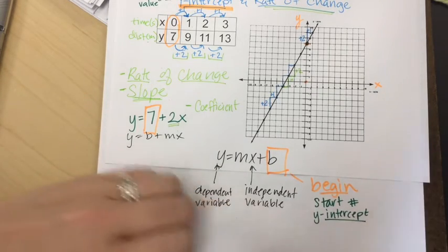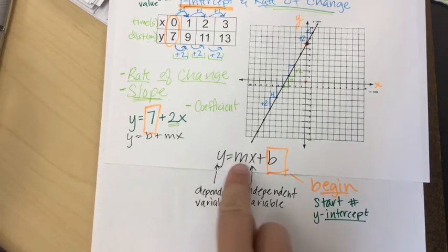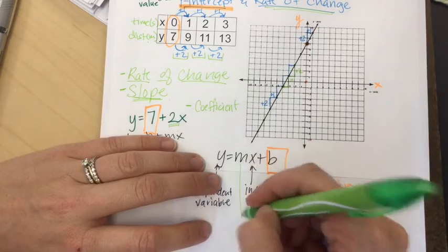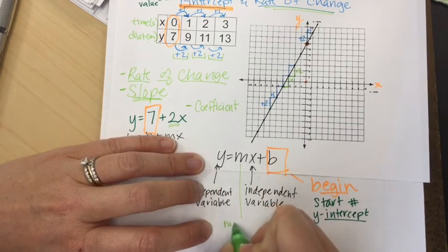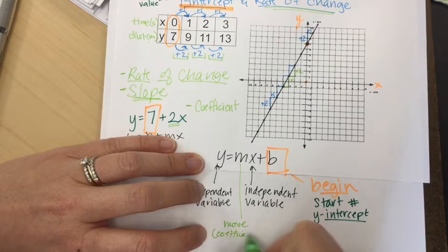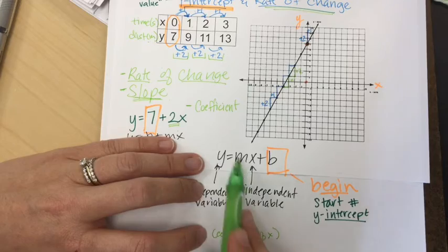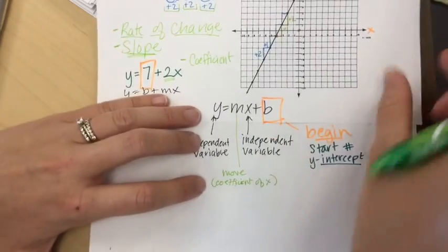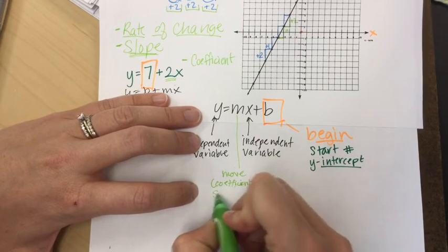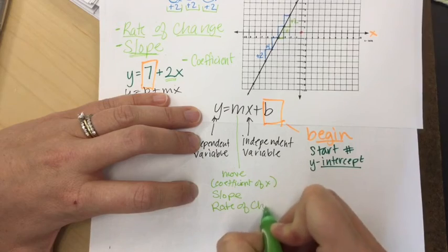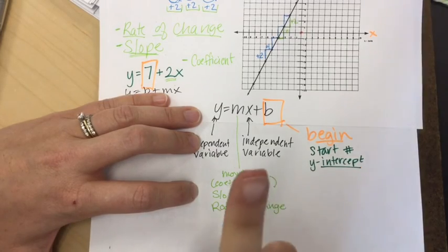The most mathematical term is the y-intercept. And then we have our coefficient. The coefficient is simply the number in front of the variable. So m is how you move. It's our coefficient of x, and coefficient just means the number you multiply x by. It's also called our slope or our rate of change, how something is changing each one time.